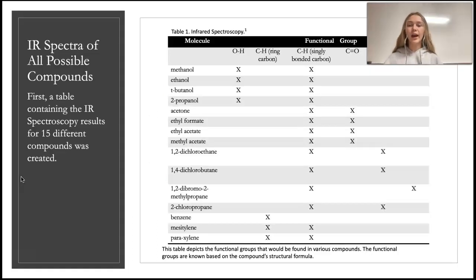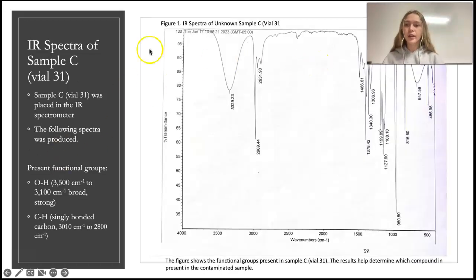So first we have the possible compounds produced by the IR spectra. For example, if you have an OH group and a CH single bonded carbon, you might have methanol, ethanol, 2-butanol, or 2-propanol in any of your samples. So this is pretty broad, but it'll get narrowed down.